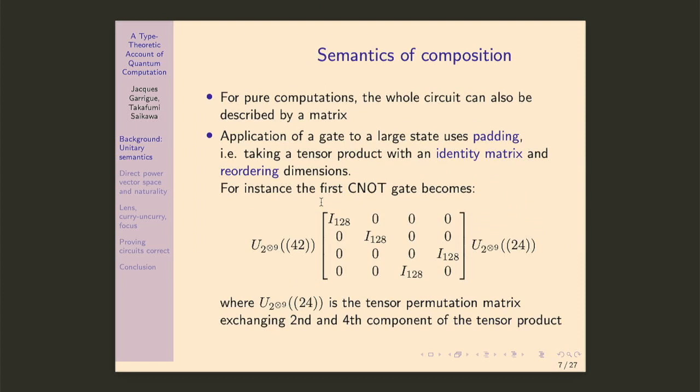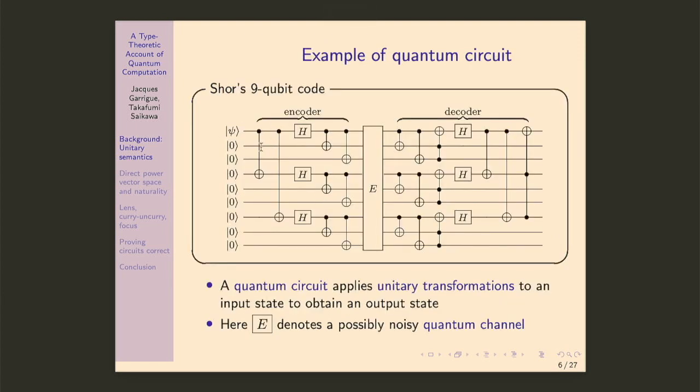So, what's the semantics of this composition? Because what we've seen, the semantics for individual gates were just on a smaller space. And here we're moving to a larger space. So we need a way to apply a gate to a larger space.